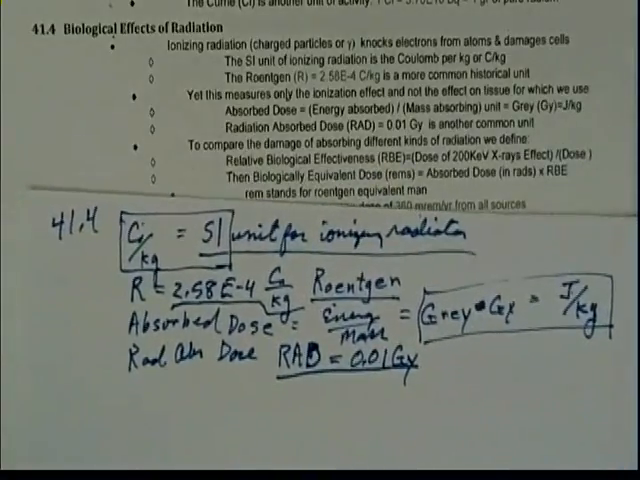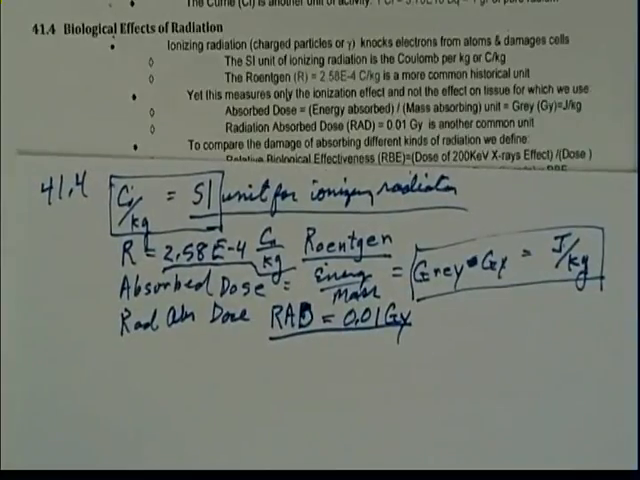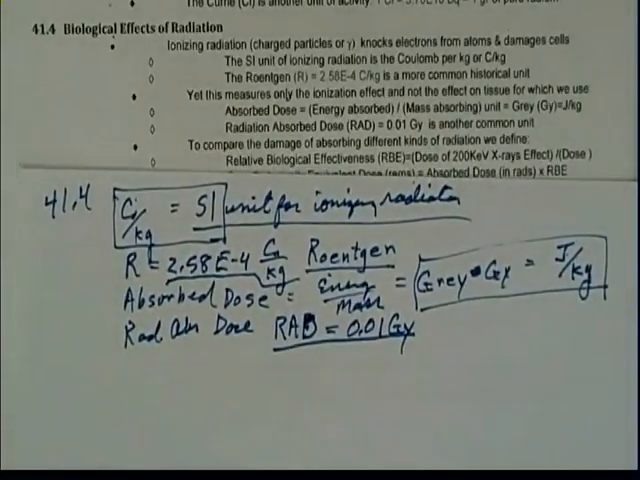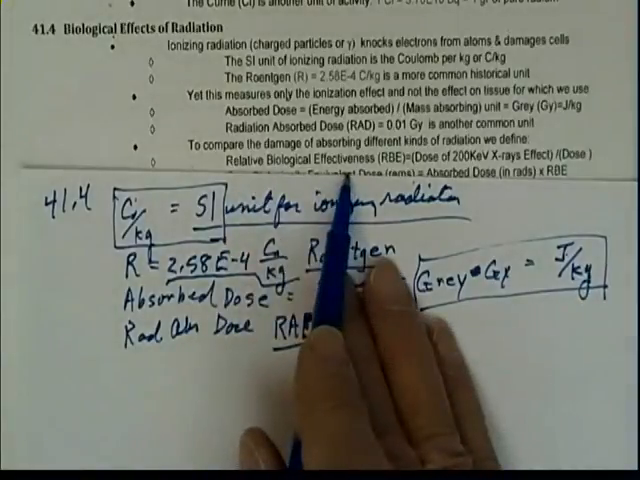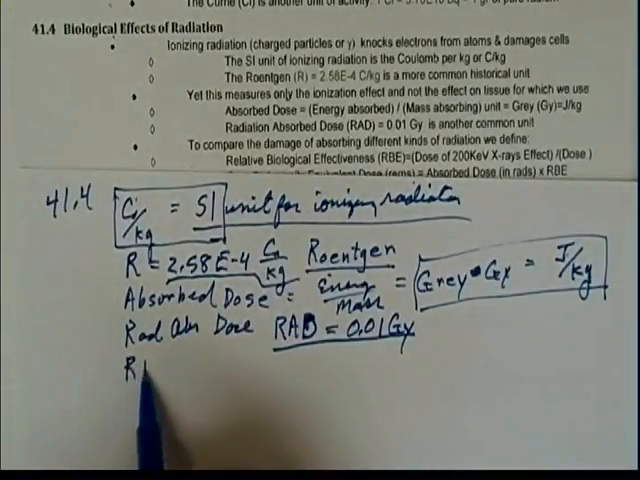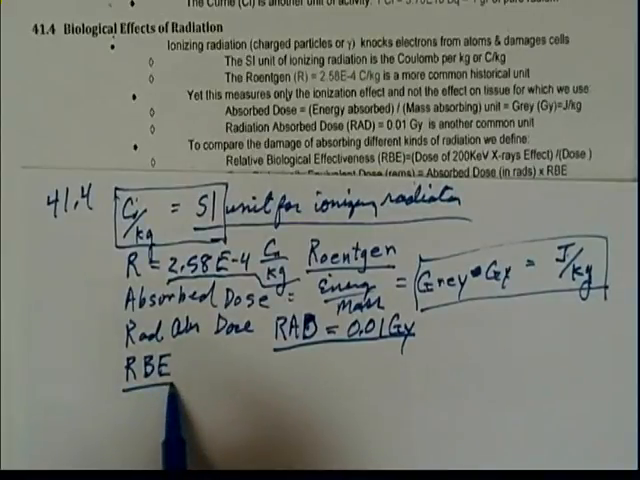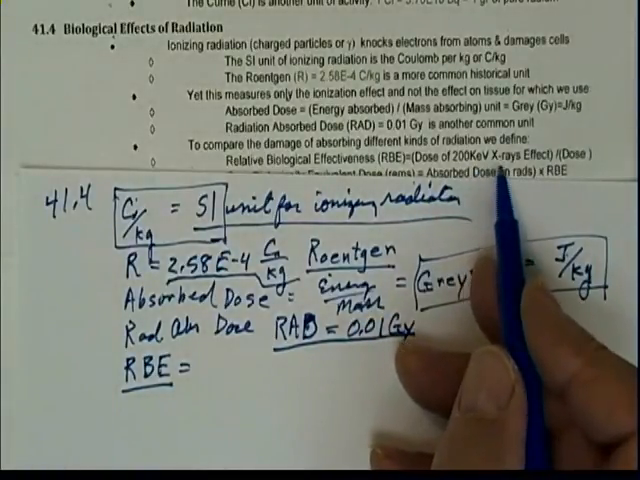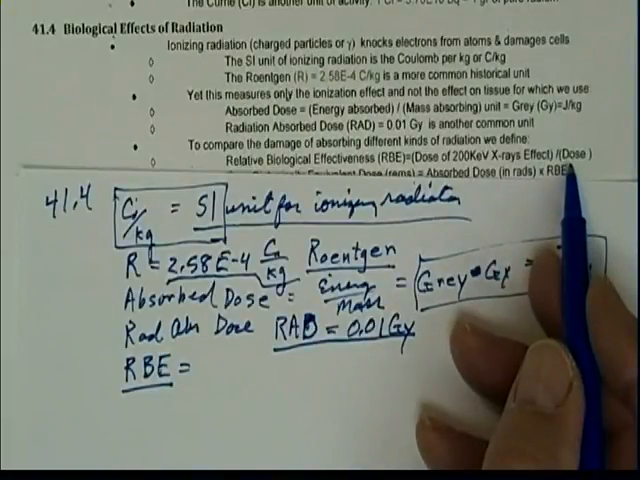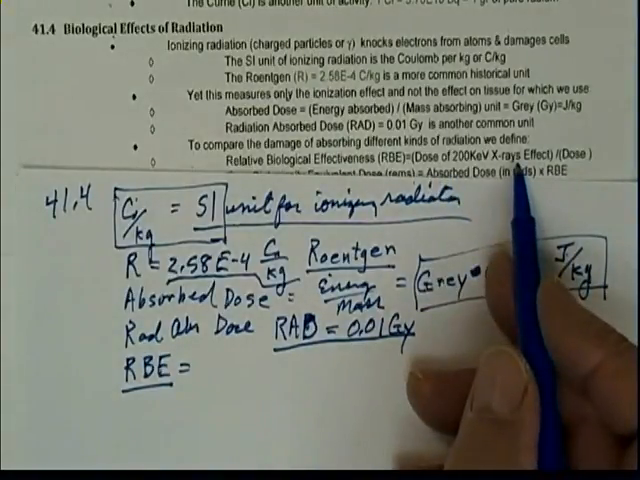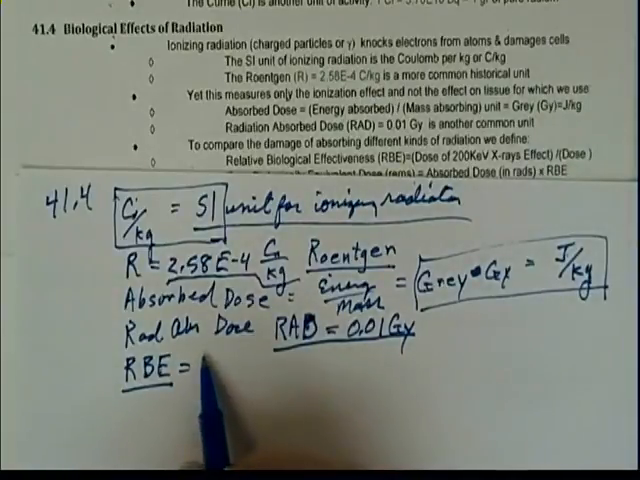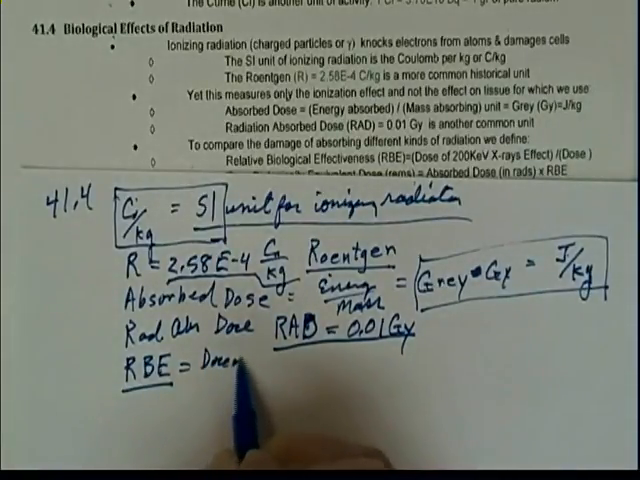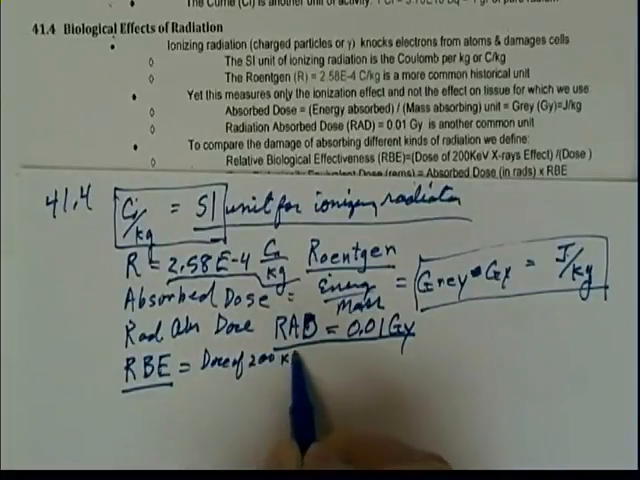Now, there's a lot more. If we want to compare the damage from different types of radiation, we can define the relative biological effectiveness. That's called the RBE. It is how much damage you do compared to a dose of 200,000 electron volts of X-rays per your dose. In other words, how many of these doses do you have per your dose? And that's the dose of 200 keV gammas to your dose.